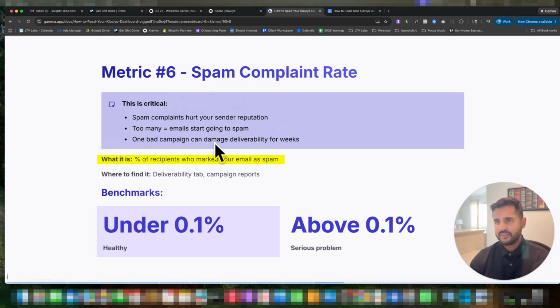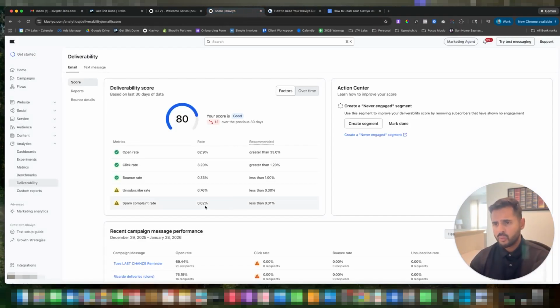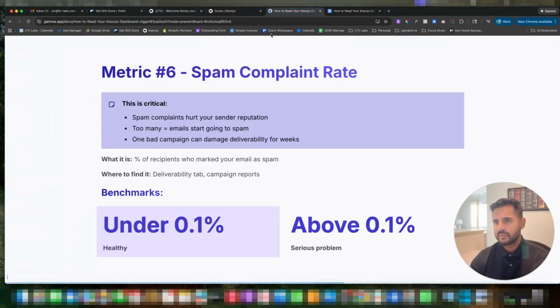So what this is specifically is the percentage of recipients who marked your email as spam. And the same thing, where to find it is the deliverability tab under campaign reports. The benchmark is you want to shoot for under 0.1%. We're slightly above that, at 0.02%. We're not too far off, but that's something that can definitely be improved. We want to get to 0.01% in terms of the spam complaint rate.